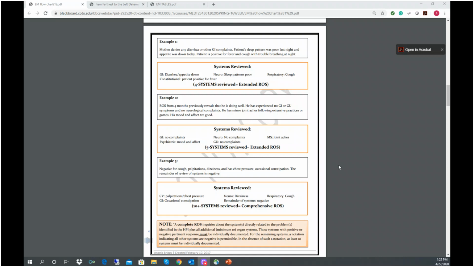Those systems with positive or negative pertinent responses must be individually documented. For the remaining systems, a notation indicating all other systems are negative is permissible. In the absence of such notation, at least 10 systems must be individually documented. So either you're going to see that checked or you're going to see a statement.